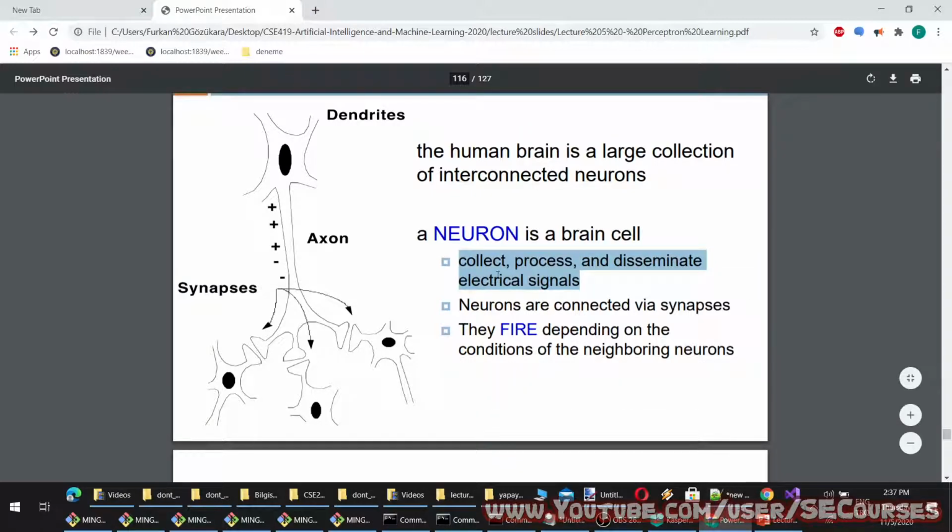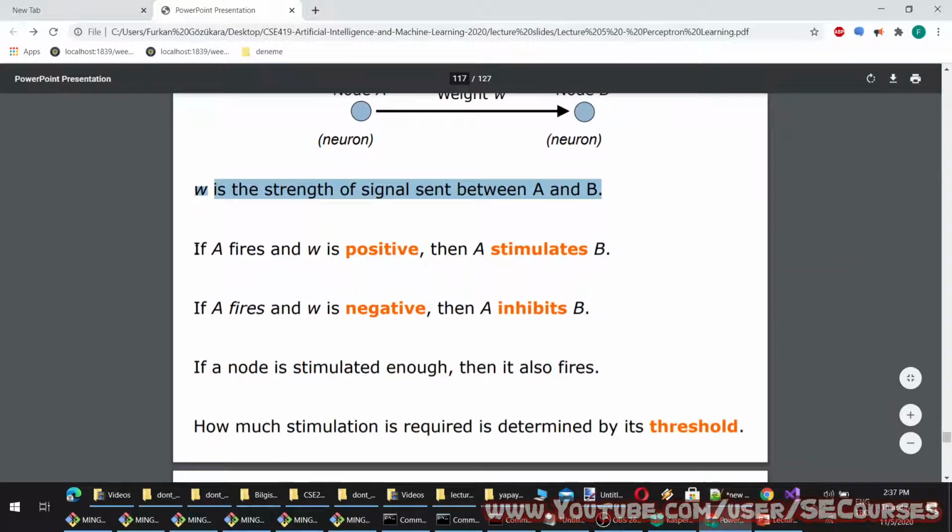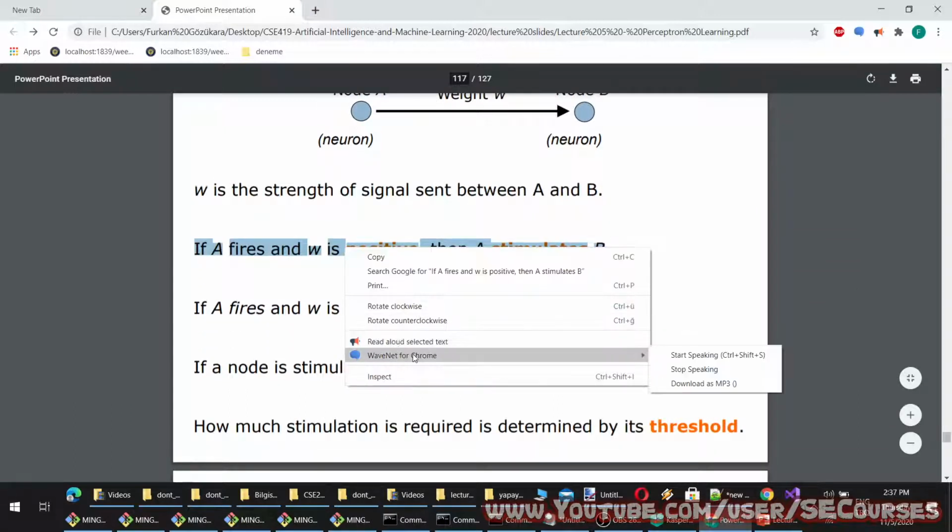Neurons collect, process, and disseminate electrical signals. Neurons are connected via synapses. They fire depending on the conditions of the neighboring neurons. So there is node A, a neuron, with weight W, and there is node B, a neuron. W is the strength of signals sent between A and B.